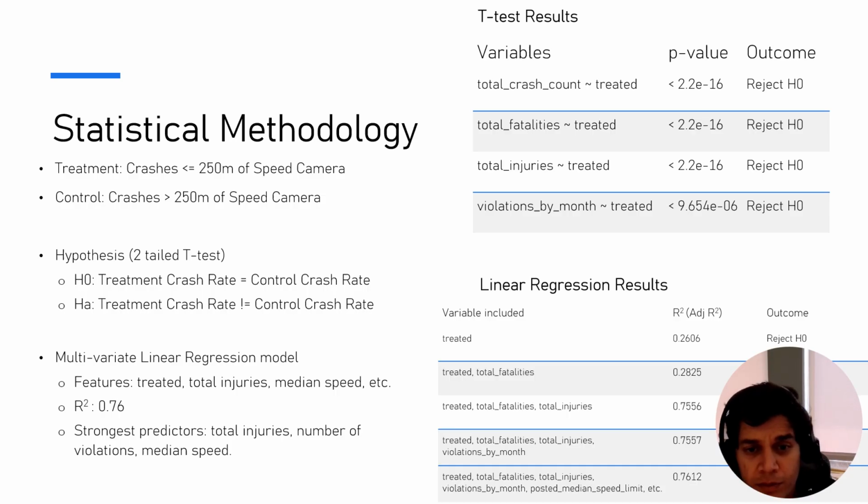As such, I ran multiple models to study how, like I mentioned, individual factors such as fatalities, injuries, and violations contribute to the crash frequency, and I was able to conclude that crashes are substantially lower in areas where speed cameras are enforced versus where they're not.